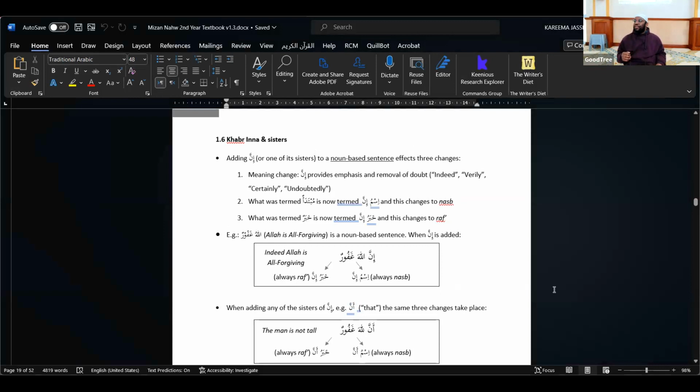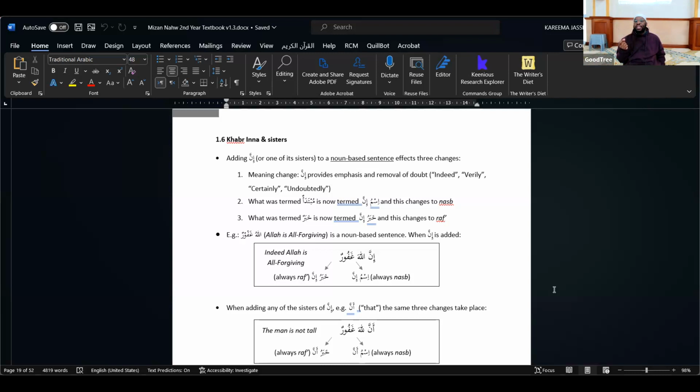Why is this important? It's important because I hope that in your Arabic journey, you will come to read unvowelled texts. For example, this is Tafsir ibn Kathir. So there are no vowels in this Tafsir ibn Kathir. So when you come across the word inna, how do you know that you're looking at inna and you're not looking at in?